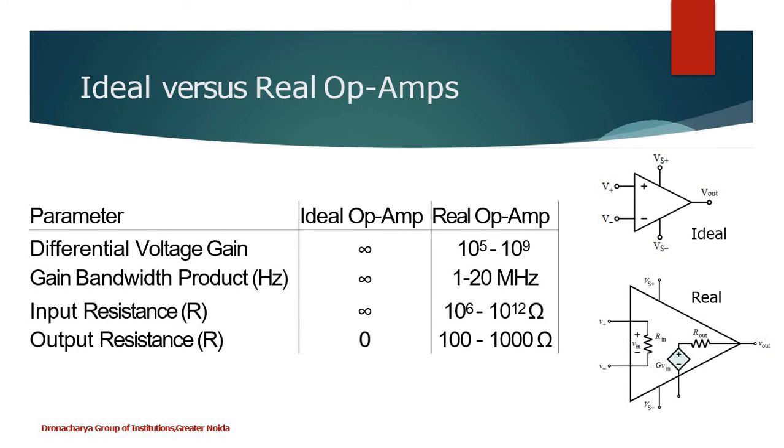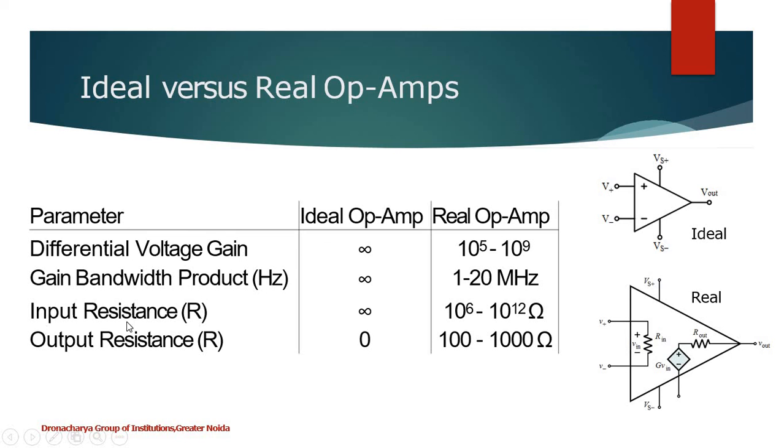Next, let us compare our ideal and practical op-amps. Now, in ideal cases, we wanted our gain to be infinite, but in practical scenarios, the range which is available is 10 to the power 5 to 10 to the power 9. Next comes the gain bandwidth product. Now, in ideal cases, since both gain and bandwidth are infinite, therefore their product is also infinite. But in practical scenarios, it ranges from 1 to 20 megahertz.